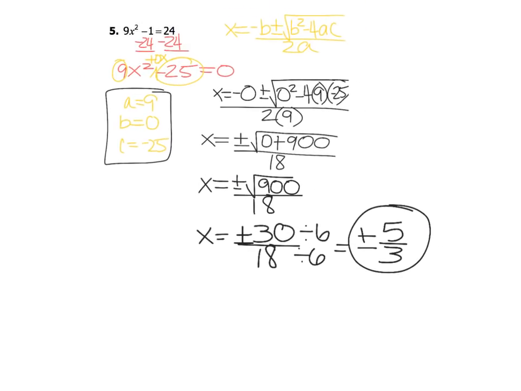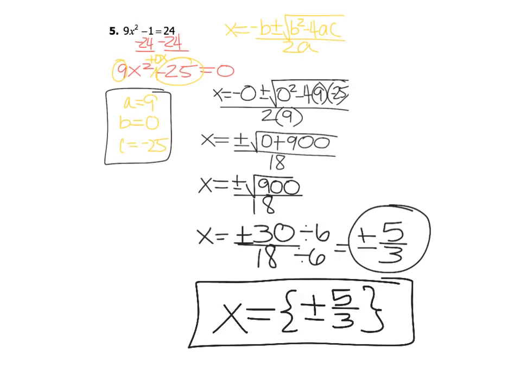So we write that in a solution set because we always write our final answer in a solution set. So x equals plus or minus 5/3, so positive 5/3 and negative 5/3. And that's our answer. All right, so remember to recognize if there's no bx, b is 0. And then you just keep solving using the quadratic formula.